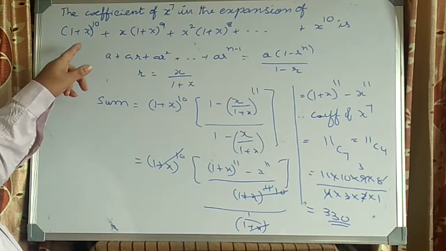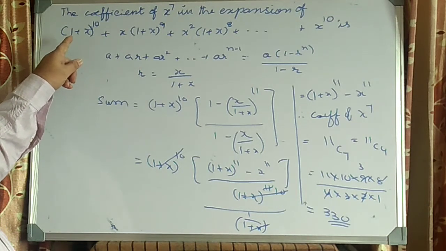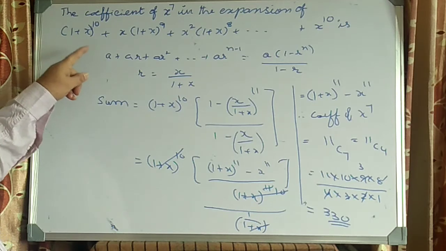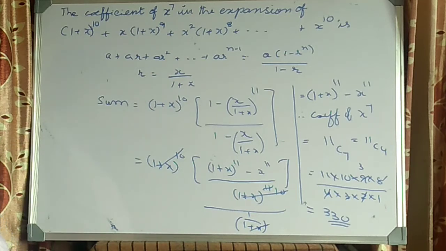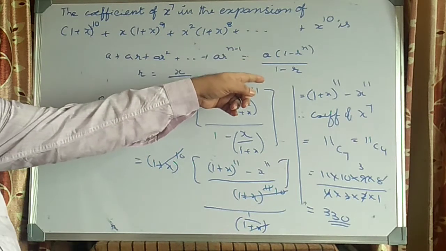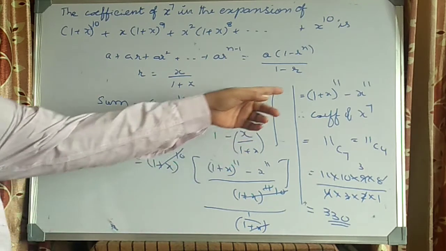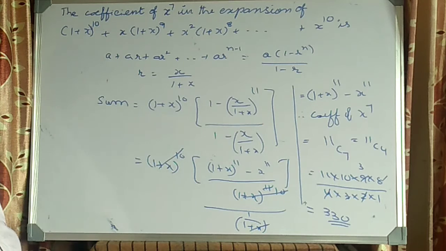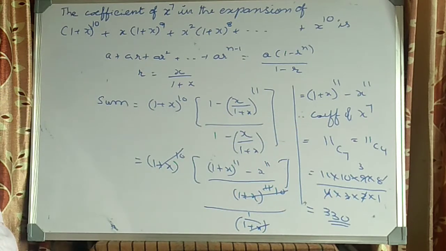So once again I repeat, this is a combination of geometric progression as well as binomial theorem. Here a plus ar plus ar square continued up to ar to the power n minus 1, the sum is nothing but a into 1 minus r to the power n by 1 minus r. So here r is equal to x by 1 plus x, and I continued. After all cancellations, what I have got remaining is 1 plus x whole to the power 11 minus x to the power 11. So it's very clear the coefficient of x power 7 is nothing but 11c7.